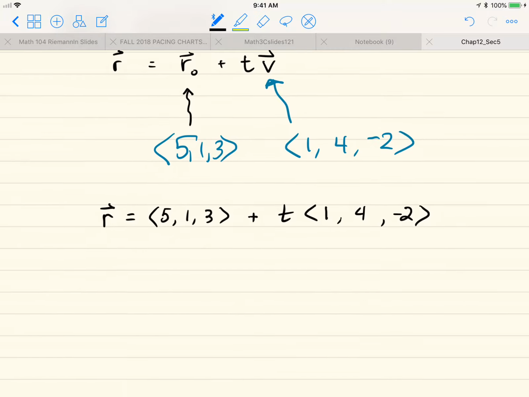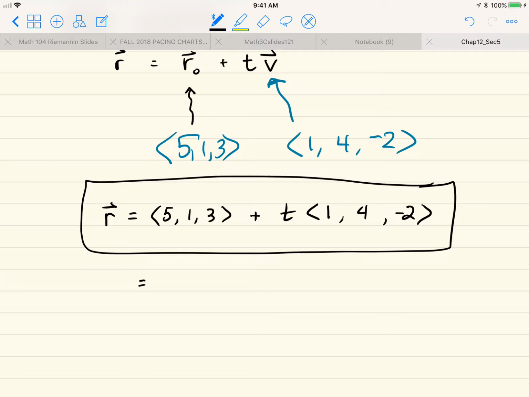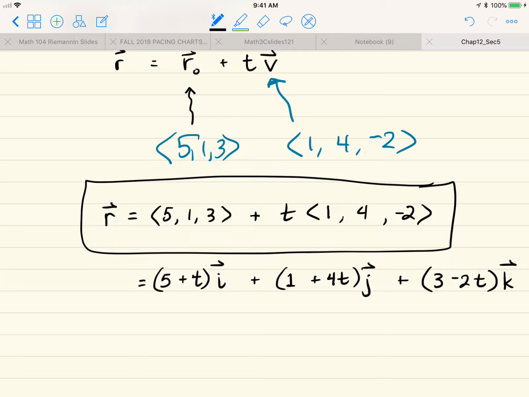Okay, and this is a vector equation. Now, another way we could write this would be as 5 plus t i, plus 1 plus 4t times j, plus 3 minus 2t times k. So we're now just writing it using the ijk components, and that is equivalent.